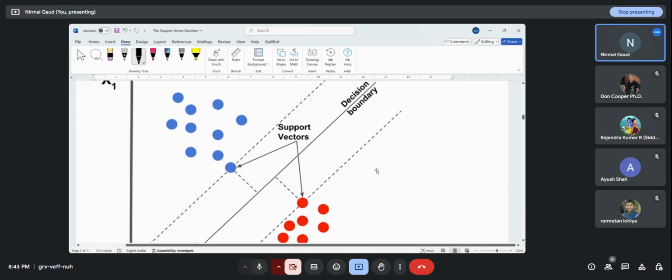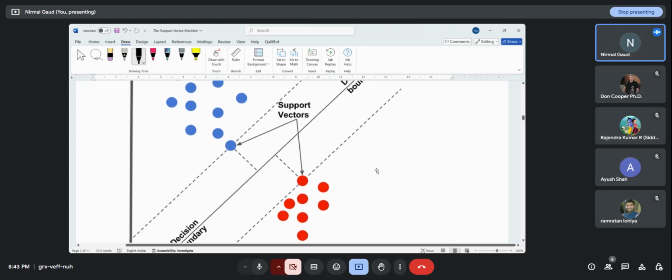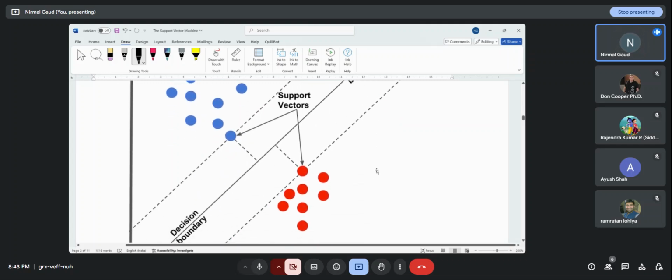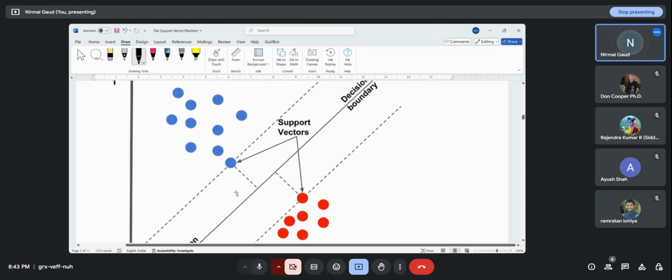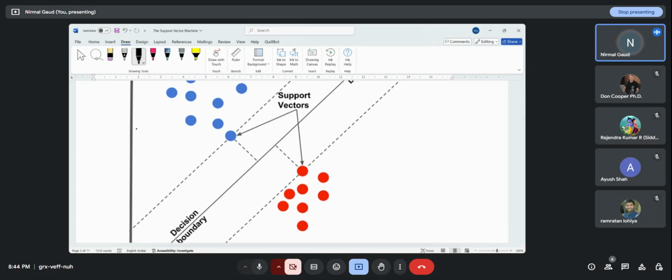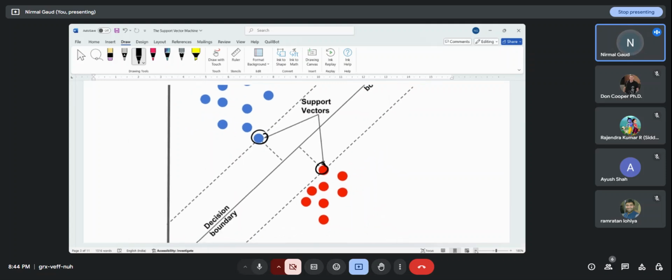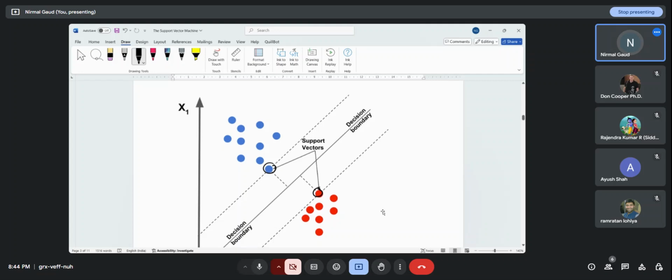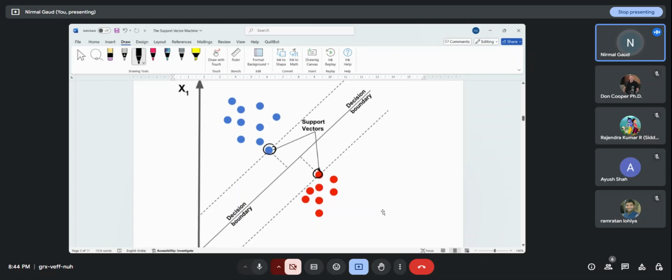Okay, this is a better diagram to show support vectors. You can see the decision boundary here, and I have the red class and the blue class separated by this decision boundary, and I have the support vectors. Not every data point is a support vector. Only those points which are closer to the decision boundary or which are helping us in creating the decision boundary are called support vectors. Okay, fine. So this is the diagram.